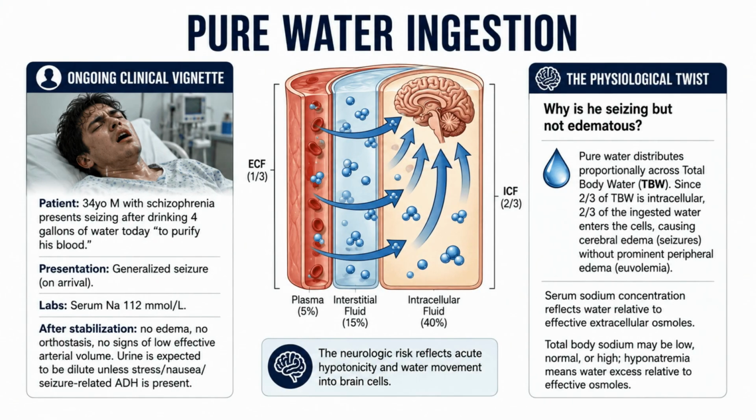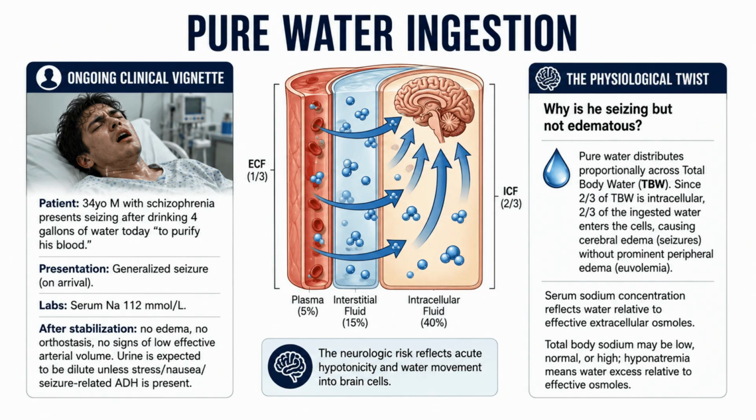Here is the first teaching case. A 34-year-old man with schizophrenia presents with a generalized seizure after drinking 4 gallons of water to purify his blood. His serum sodium is 112 millimoles per liter. After stabilization, he has no edema and no clear signs of low effective arterial volume. Question: why is he seizing but not edematous?